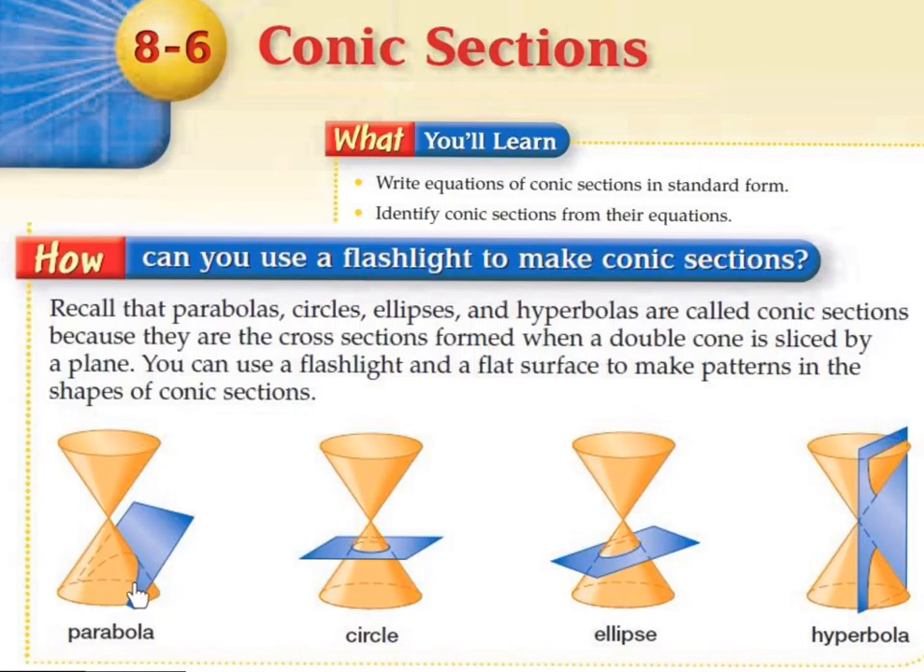A slice at an angle produces a parabola. A slice that is parallel to the bases produces a circle. A slice that is slant produces an ellipse, so an ellipse that is not a circle. And if we cut a slice that is perpendicular to the bases, it will produce a hyperbola.